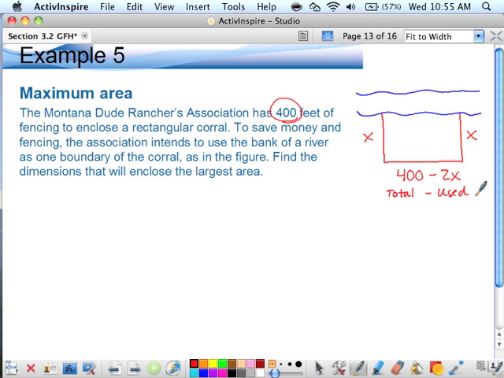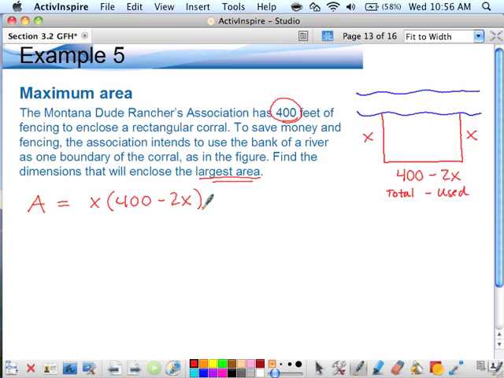Okay. Once you have that drawn, you can come back through and think about what you're trying to find. I'm trying to find the dimensions that will give me the largest area. That's called optimization. That means you want to maximize or minimize something that will be in your best interest. So I want to maximize the area. I'm going to write an equation that will find the area of that corral. What is the area of that corral? It's just the length times the width. So it's x times 400 minus 2x.